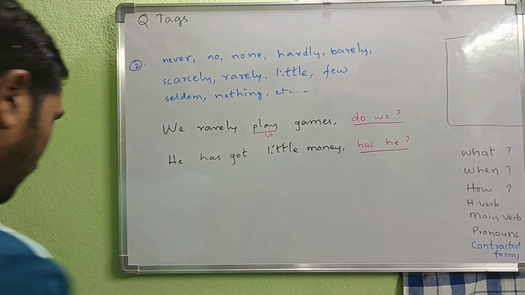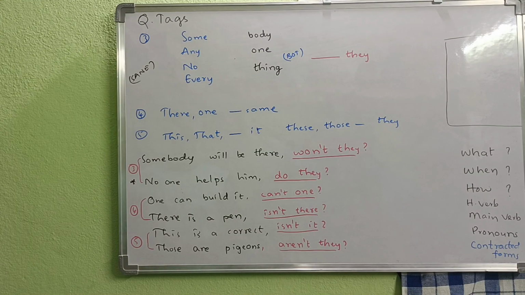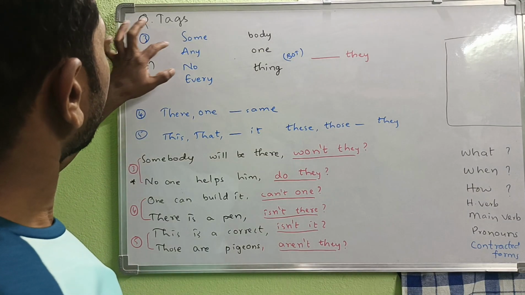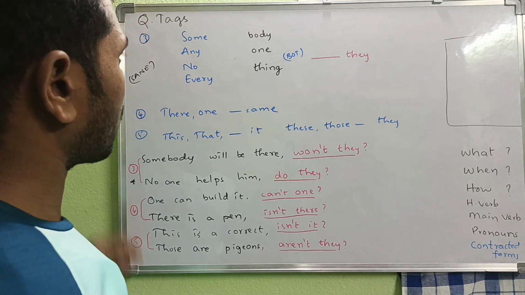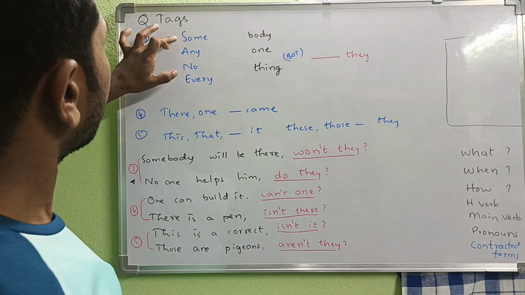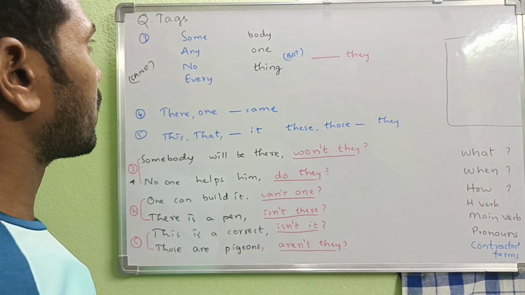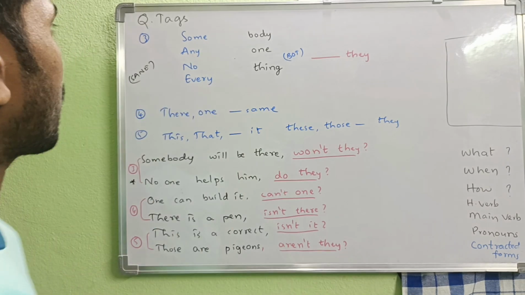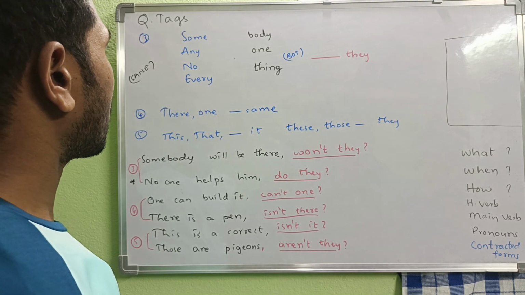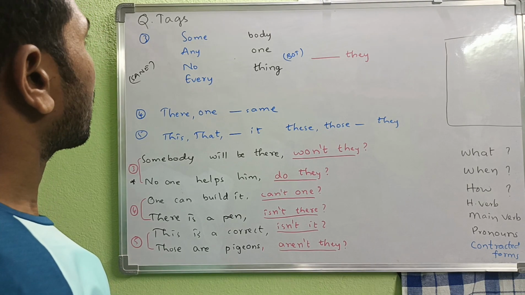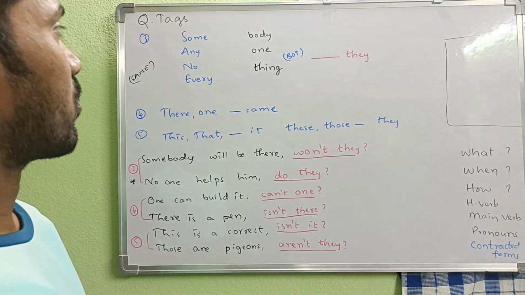Some other rules. Next, some, any, no, every. These words you need to remember. Somebody, someone, something, anybody, anyone, anything, nobody, no one, nothing, everybody, everyone, everything. These are compound pronouns. We call them compound pronouns.